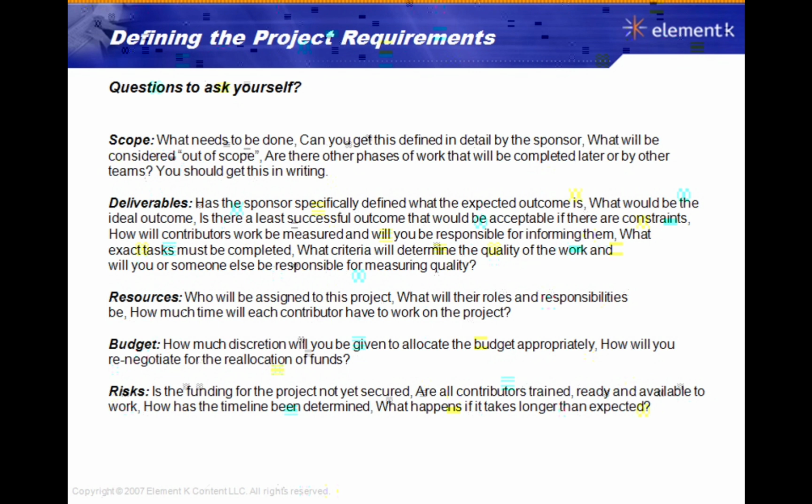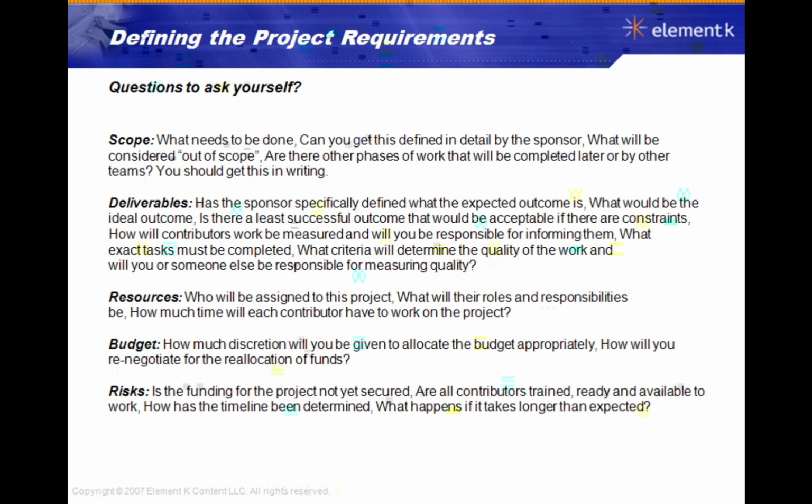And you need to get approval on those key areas of the project. So it really depends on the criteria that you and the sponsor decide together. Resources. Who will be assigned to this project? What will their roles and responsibilities be? How much time will each contributor have to work on the project? These are very important questions to ask yourself and get the answers to.